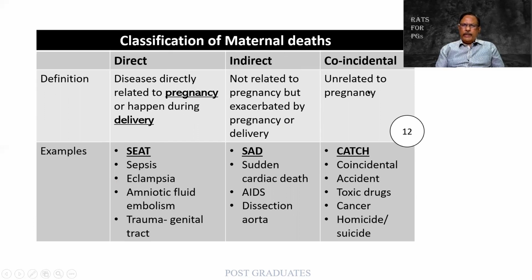So this I hope you people are able to follow. Directly related, not directly related, and purely coincidental. And these are the set of examples for it. This is a mnemonic that I had defined or designed rather. SEAT, for example, sepsis, eclampsia, amniotic fluid embolism, trauma. SAD, sudden cardiac death, AIDS, dissection of aorta. CATCH, it can be coincidental, accident, toxic drugs, cancer, homicide, or suicide. This is something that I had worked upon. Please benefit from it.